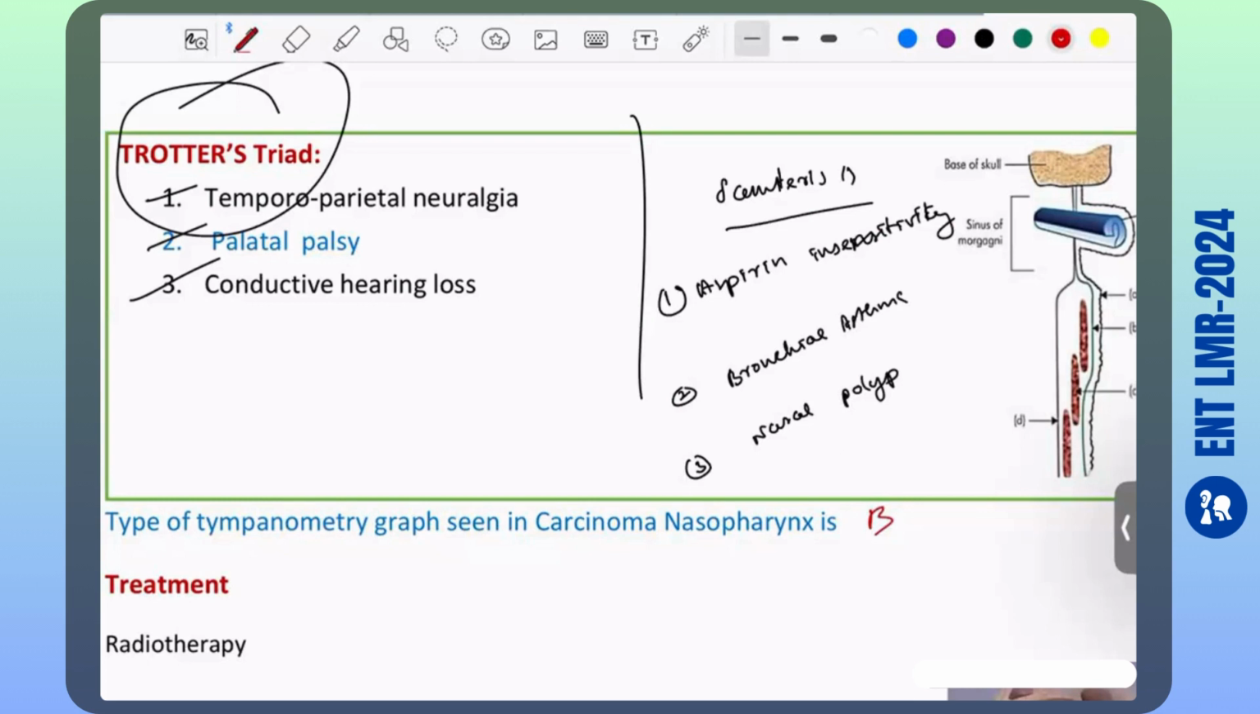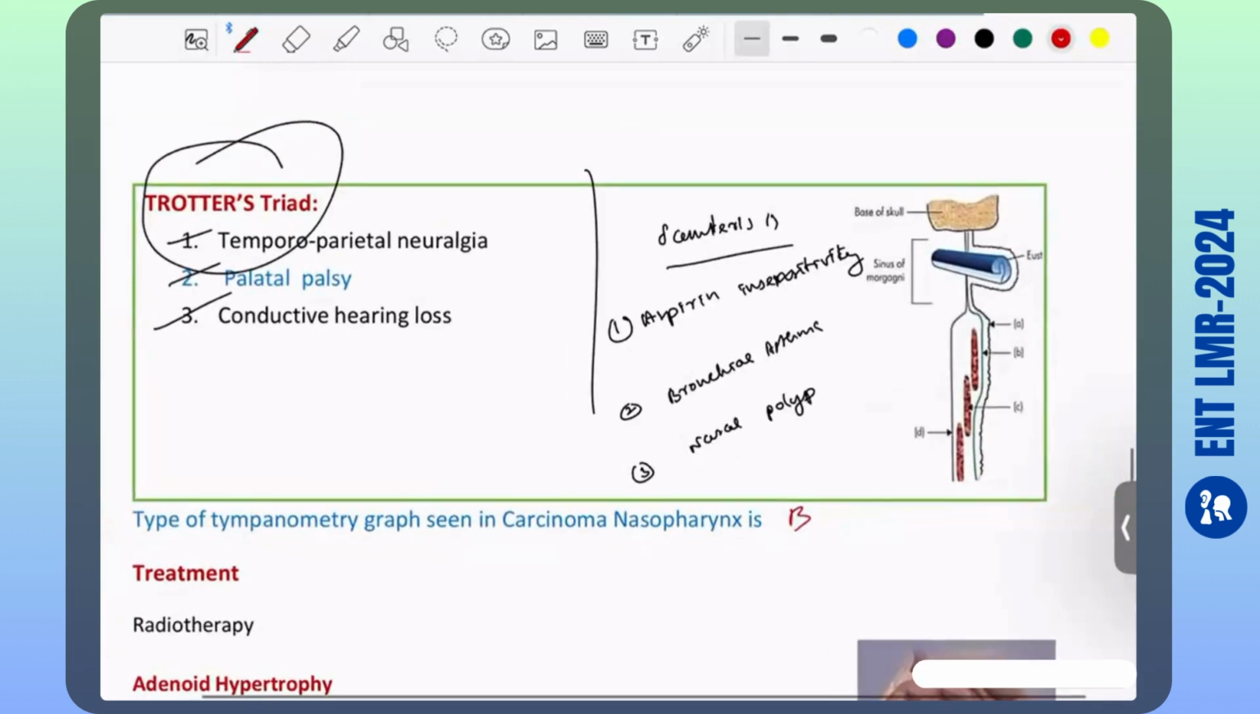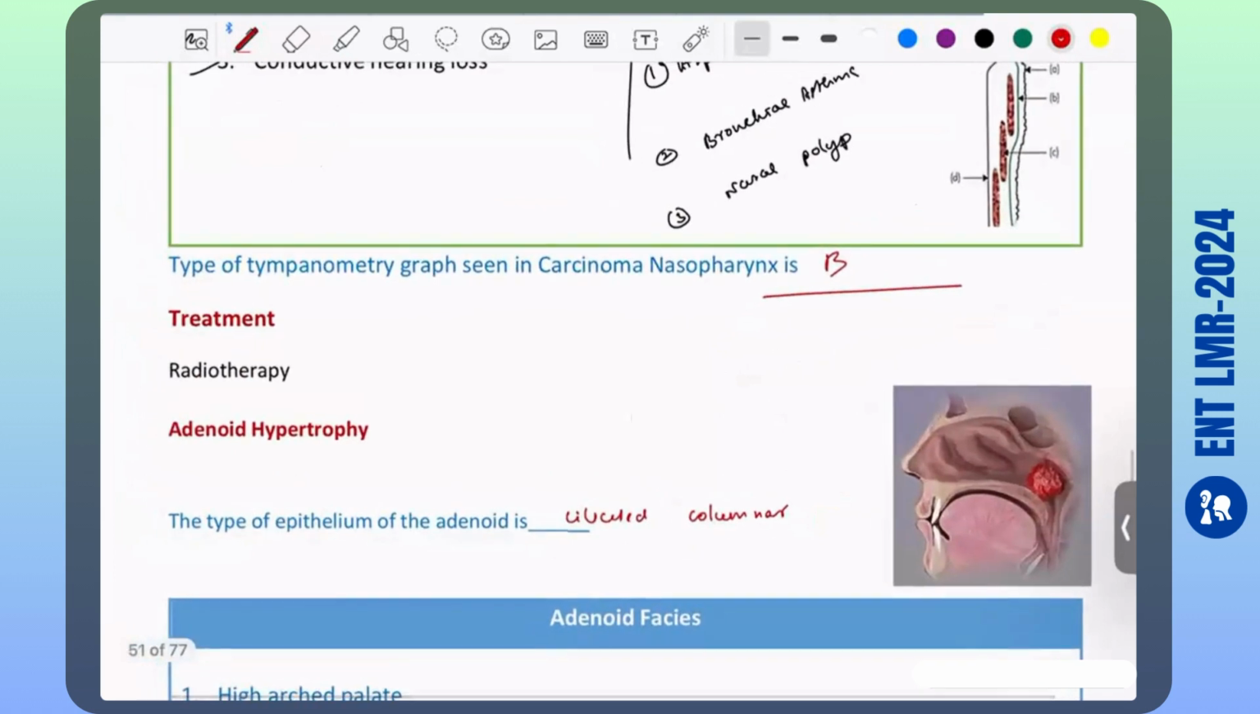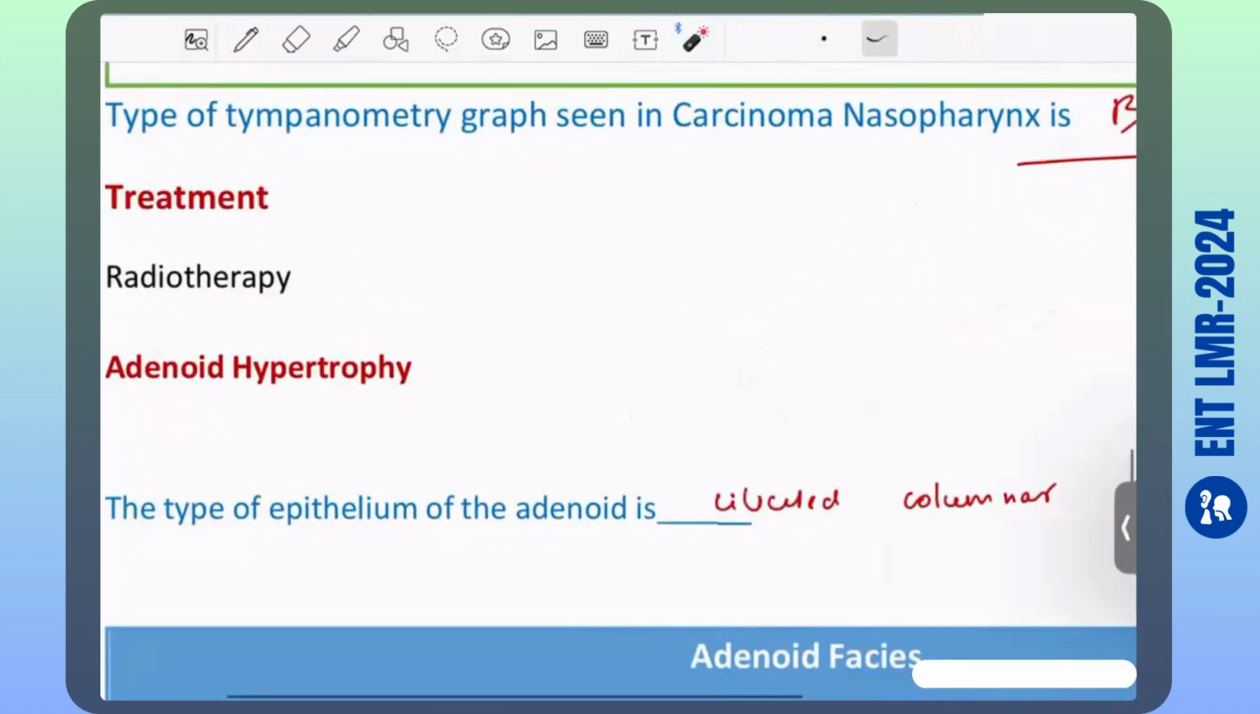What type of tympanometric graph is seen in carcinoma nasopharynx? It will cause serous otitis media. If it is serous otitis media, that is a type B curve. The best treatment for carcinoma nasopharynx is radiotherapy. The third important benign pathology of the nasopharynx is adenoid hypertrophy, or nasopharyngeal tonsil hypertrophy.